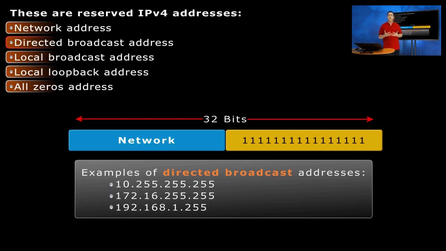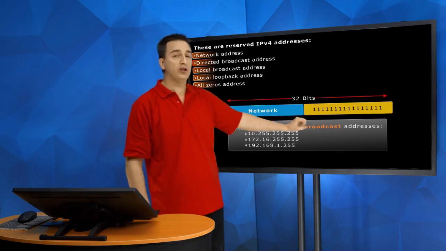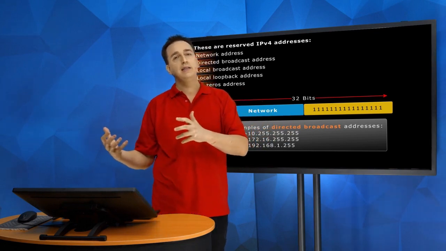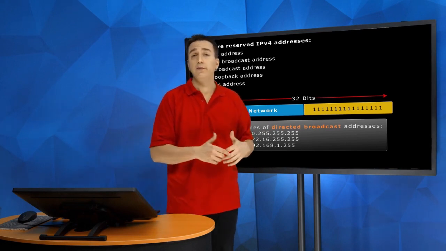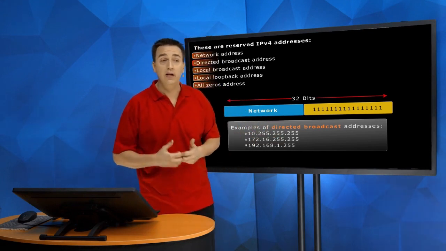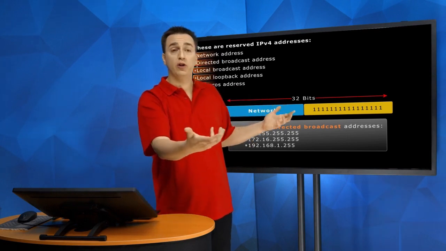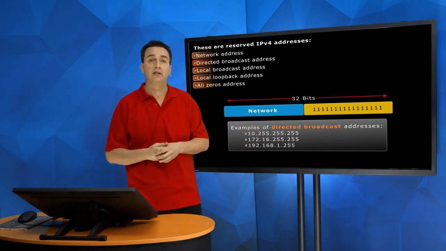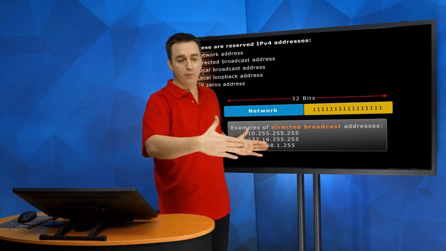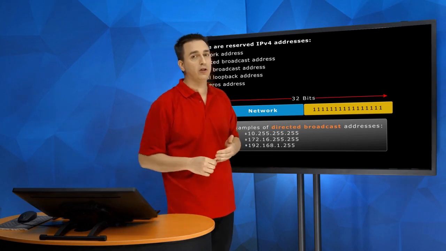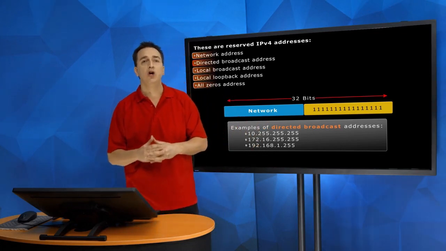How can you identify a directed broadcast address? Well, in binary, the host portion is all ones. So the network address has all zeros in the host portion, and the directed broadcast address would have all ones. By default, if you have a class A address, your network portion would be the first 8 bits. If the last 24 bits were all 1s, then you're dealing with the directed broadcast address. For the class B address, the first 16 bits are the network portion. If the host portion is all 1s, so the last 16 bits are all 1s, then you've got the directed broadcast address. And lastly, for the class C, you have 24 bits for the network portion, and if the last 8 bits in the host portion are all 1s, then you're dealing with the directed broadcast address for that particular network.